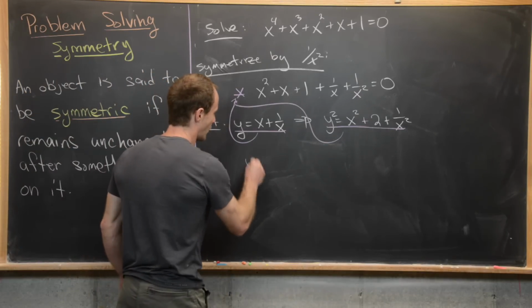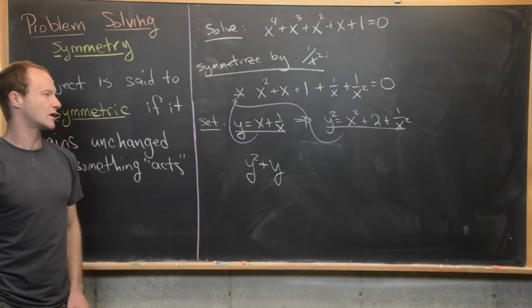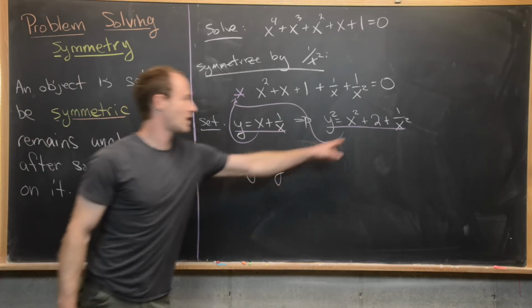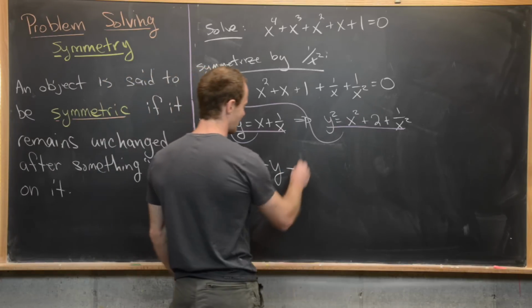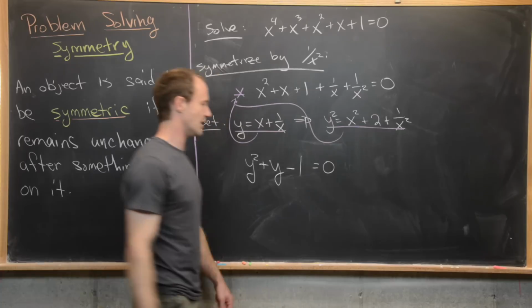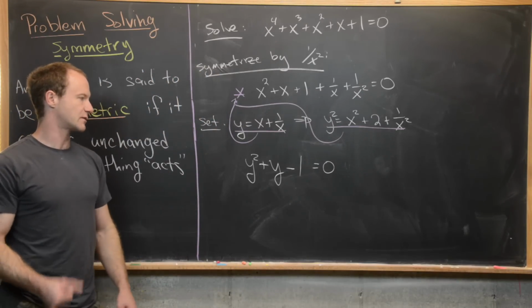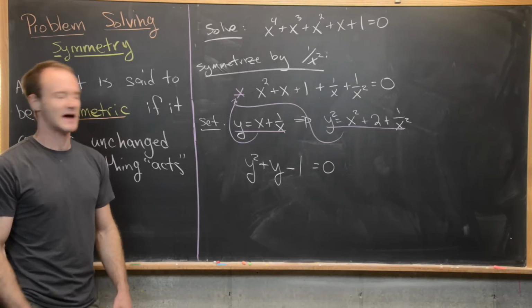So notice we'll have y squared plus y. But notice y squared plus y is everything that we have in this equation, but plus 2 instead of a plus 1. So we can make it exactly what we need by subtracting 1, and now we have that equals 0. So now we've got the equation y squared plus y minus 1 equals 0. That's a quadratic equation, shouldn't be too bad to solve.